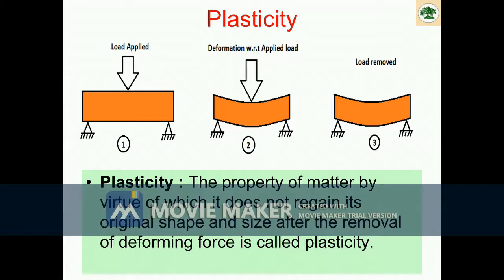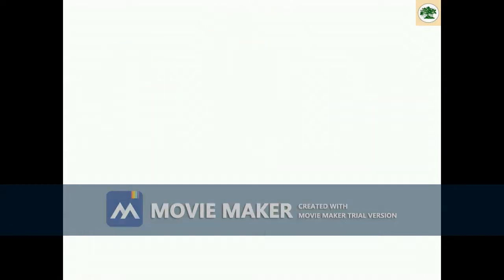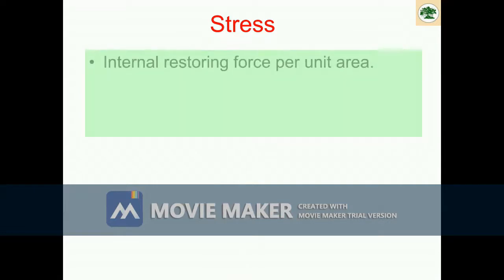When applied force is removed but the body is still in a deformed position, such bodies are called plastic bodies, and the phenomenon is called plasticity. Now there is another important term, that is stress.